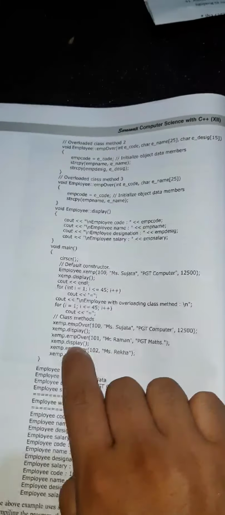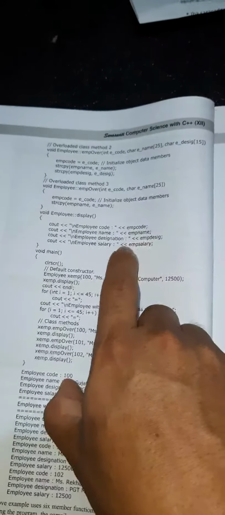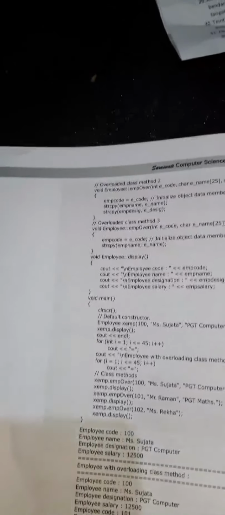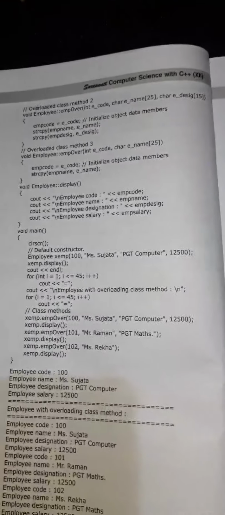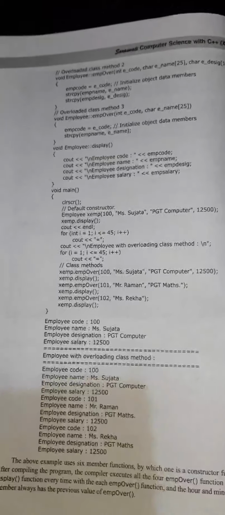So when xemb.display gets run, it will display 101, Raman, and then PGD maths. What about the employee salary? It still retains the previous value, the default value. So that default value will be displayed, that is 12,500.